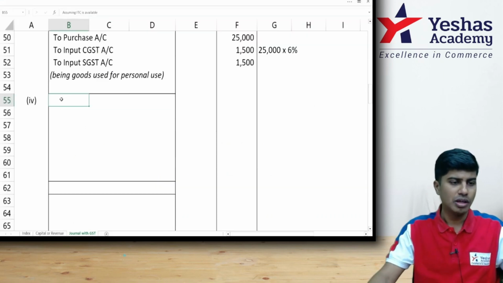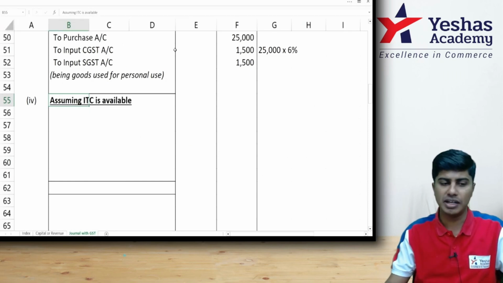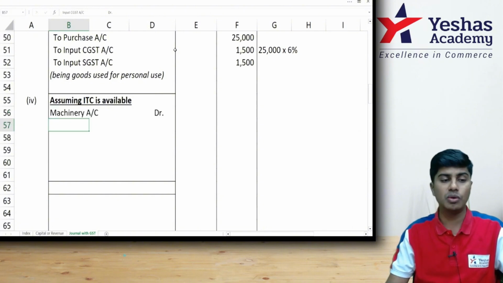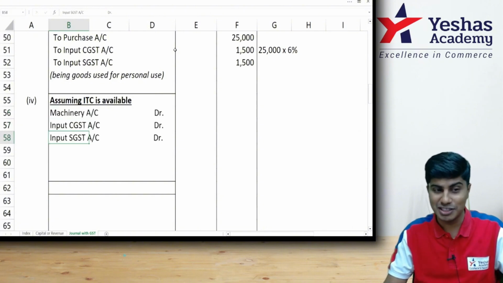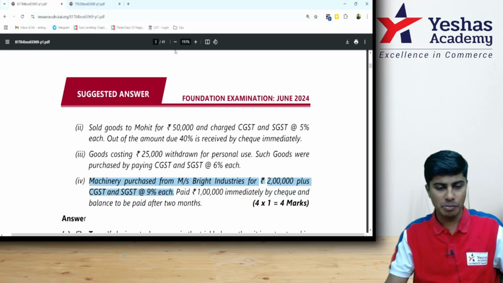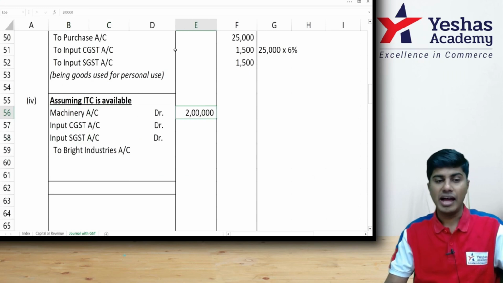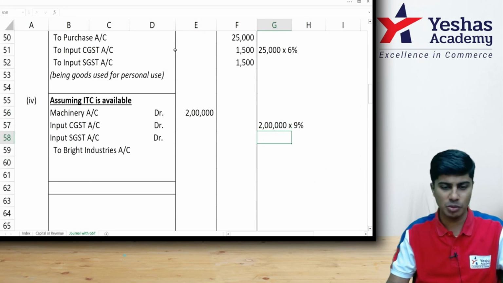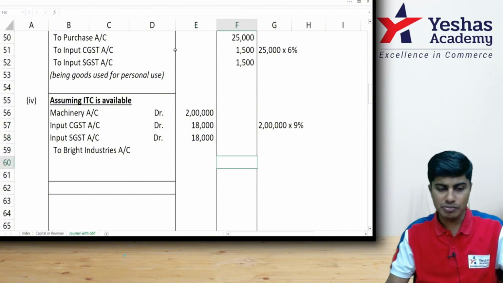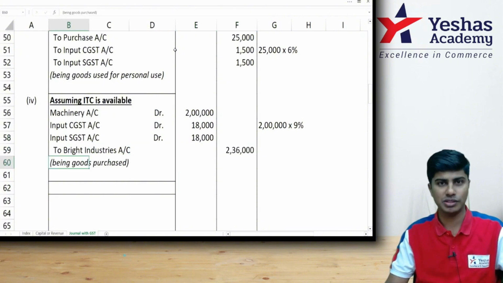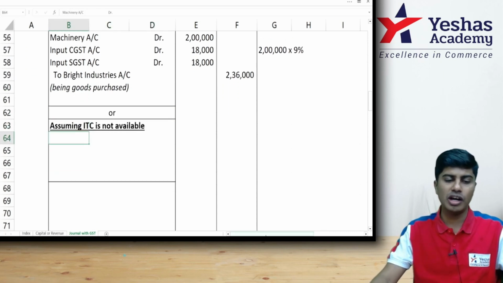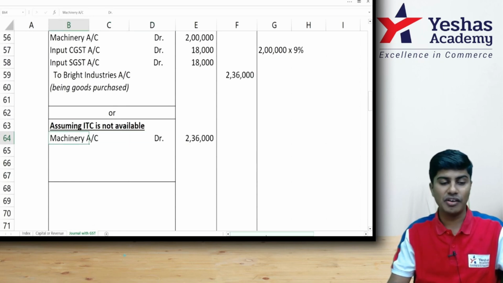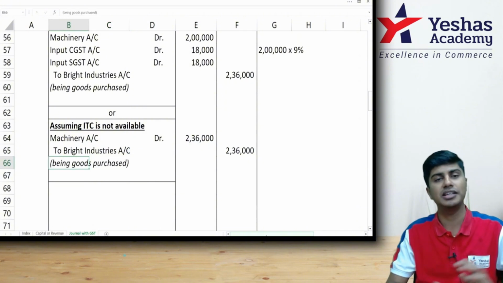So let me show you the entries based on two assumptions. One, assuming input tax credit is available. If it is available, the entry will be machinery account debit, input CGST and input SGST debit, to Bright Industries. Machinery value will be 2 lakh and I am going to pay GST of 9% to the state government and 9% to the central government, which is 18,000 each. And I am supposed to pay Bright Industries 2,36,000, of which 2 lakh is for machinery, 18,000 is CGST and 18,000 is SGST. If input tax credit was not available, then I would have recorded my machinery at 2,36,000 and I would have recorded my liability to Bright Industries as 2,36,000.